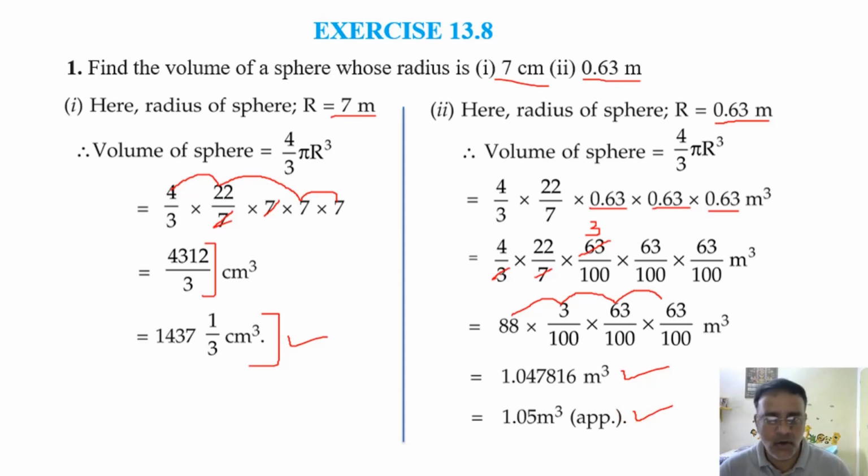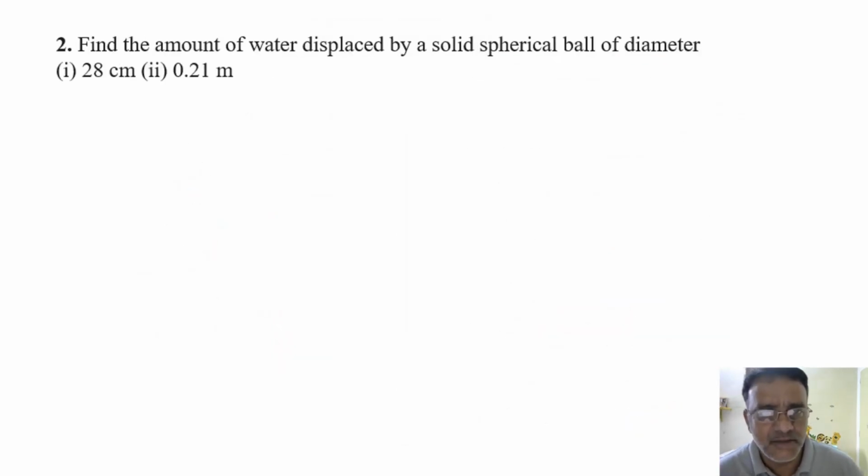Okay, now the next question: find the amount of water displaced by a solid spherical ball of diameter. Amount of water displaced. I will explain what this means. Suppose there is a cylindrical container, full of water. If I put one spherical ball in, what will happen? Water will come out? Yes, sir. It is completely full, so if you put anything in, water will come out. How much water will come out?